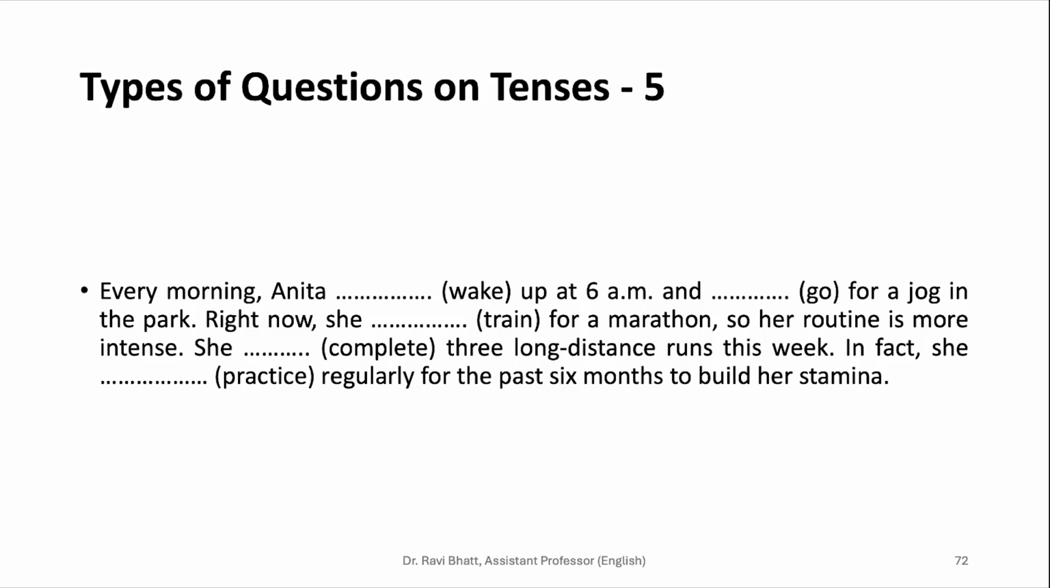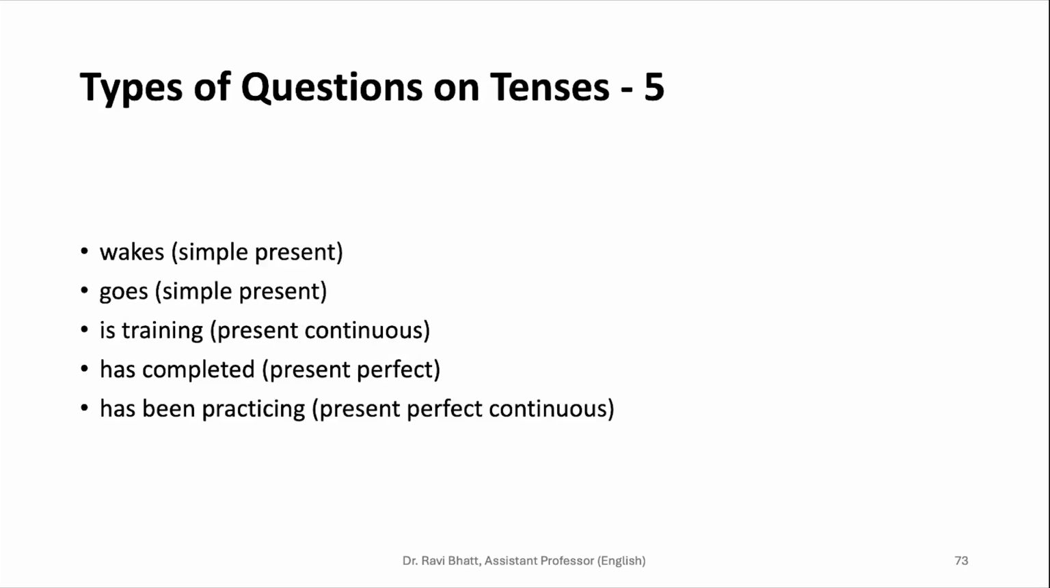Okay, now what does this suggest? This suggests a work that started in the past and is still continuing. So what we know right now is that for the past 6 months she has been practicing regularly for this particular event so that she can build her stamina for the marathon. So we know an action that started in the past and is still continuing. So we would use present perfect continuous. Okay, so here is a sentence formation for you in present perfect continuous. Now these are some of the practice questions for tenses which you might very often come across.